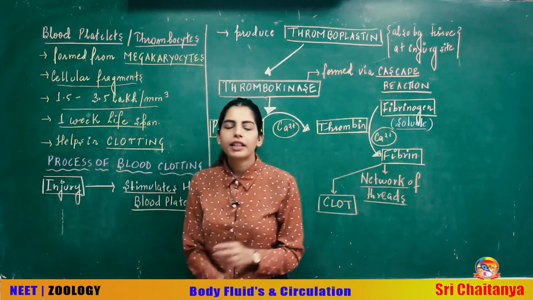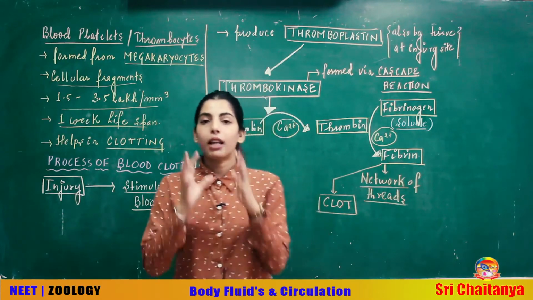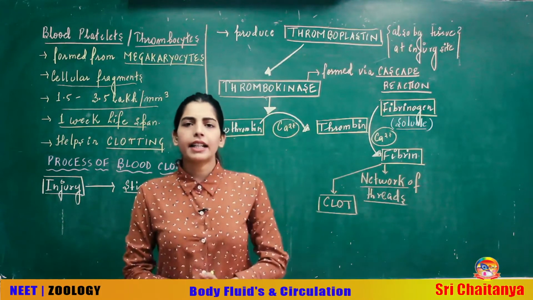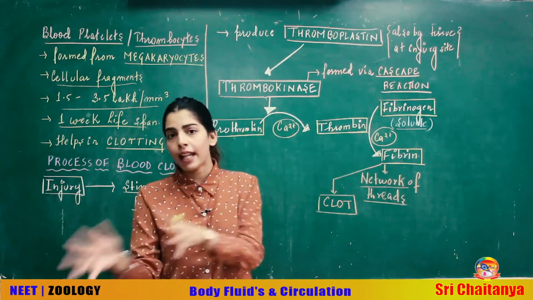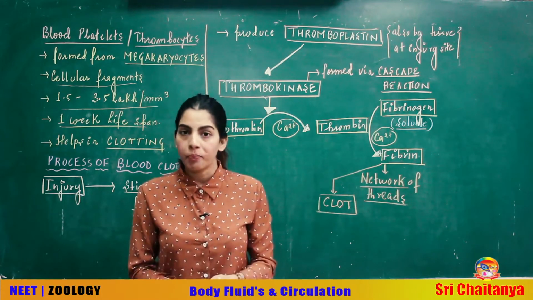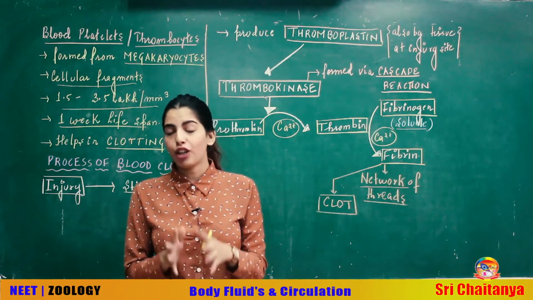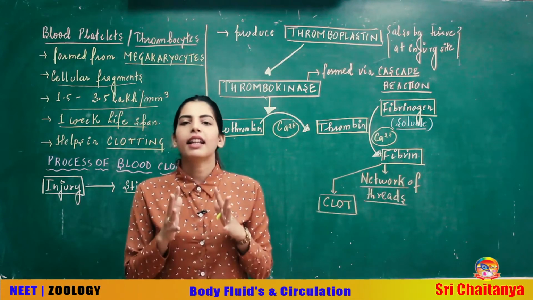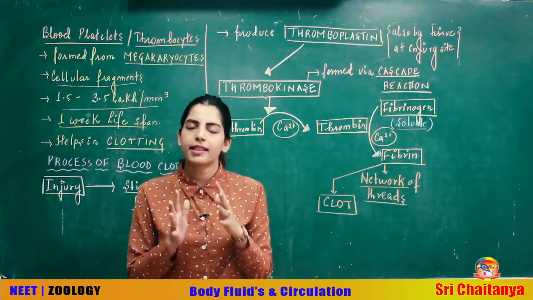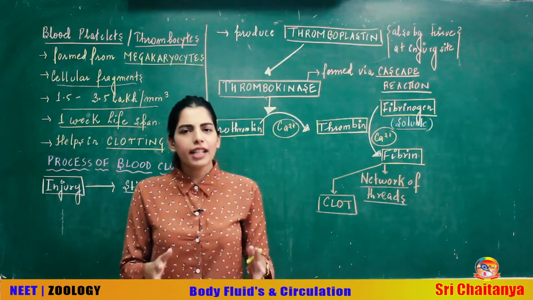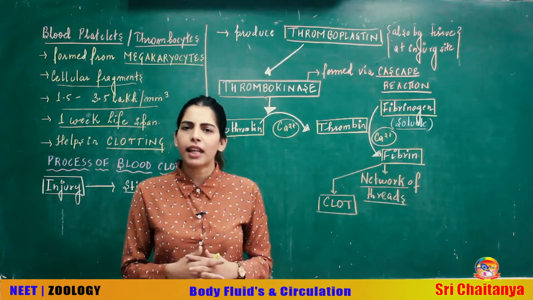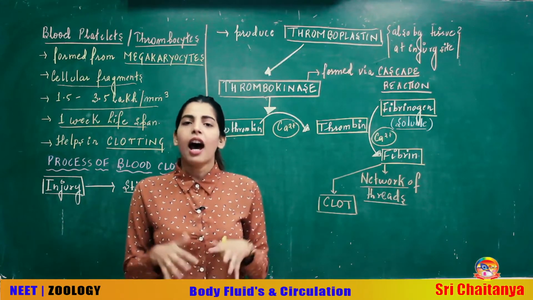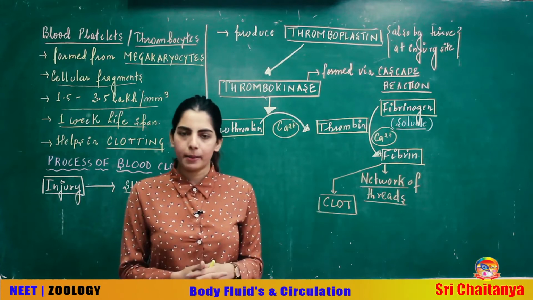Definitely the function I have written is that it helps in blood clotting. Students, blood platelets are very important because they produce several factors that help in the clotting of the blood. If in any way your blood platelet count is less, then you are going to suffer from excessive blood loss. Now since we are talking about the functions of the blood platelets, let's start with first the process of blood clotting. How is this clotting actually taking place?